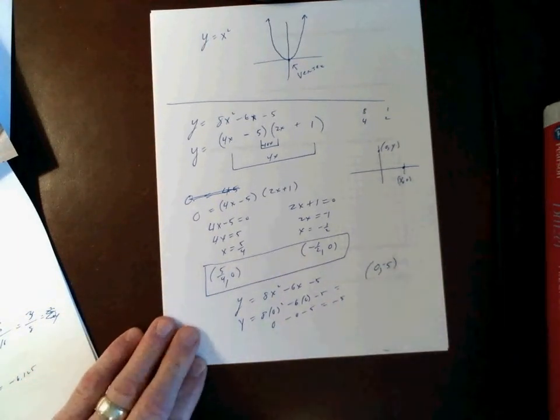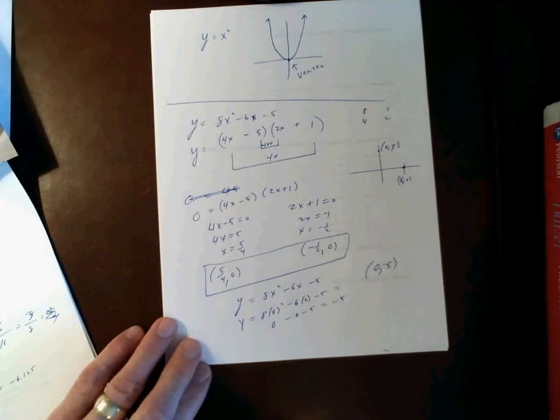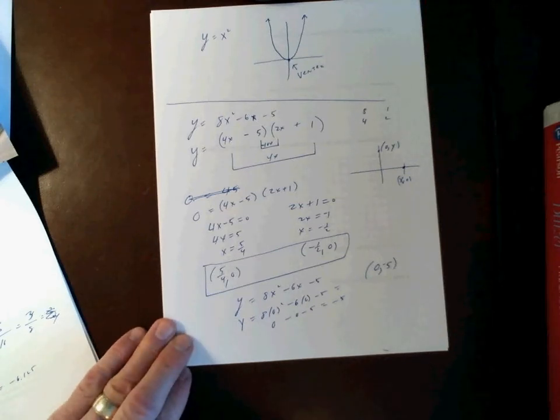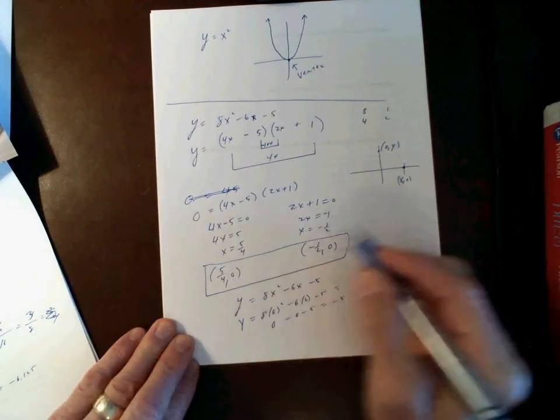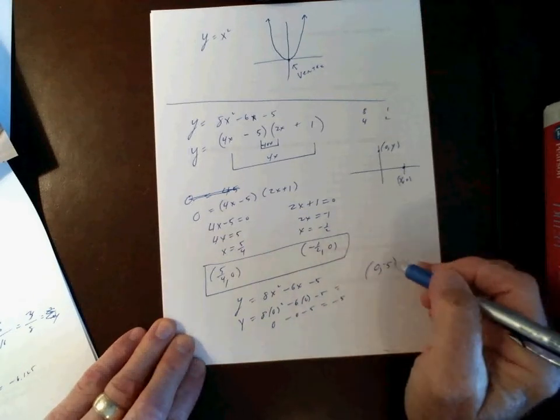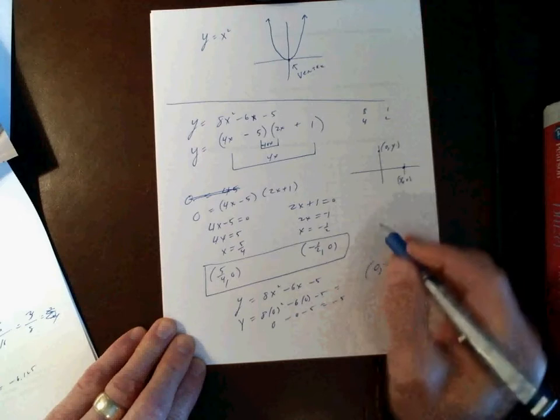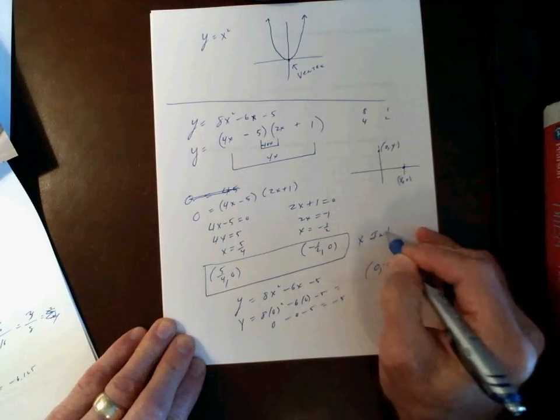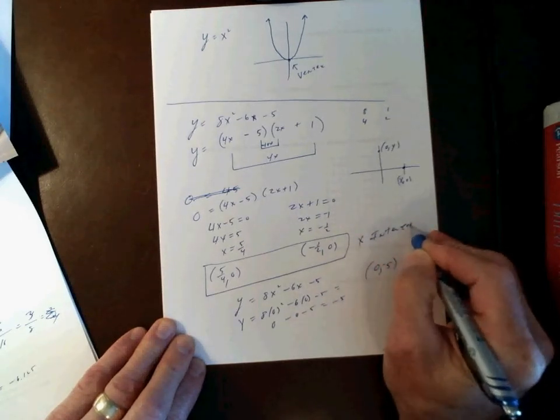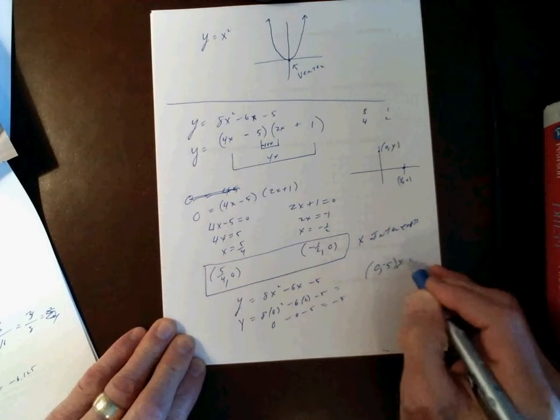So I got my y-intercept of 0 comma negative 5, and my x-intercepts are 5/4 comma 0 and negative 1/2 comma 0. And those are my x-intercepts. And this is my y-intercept.